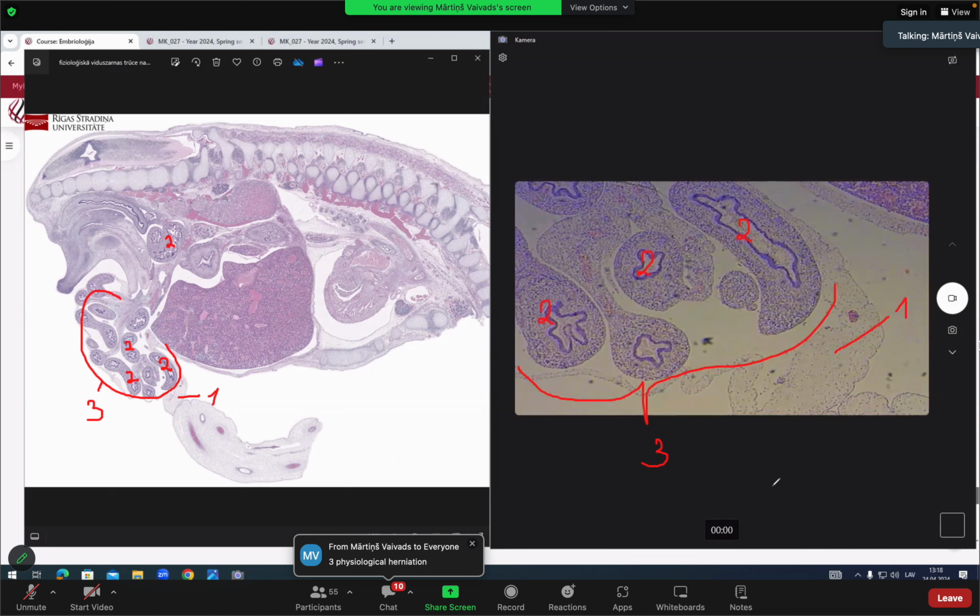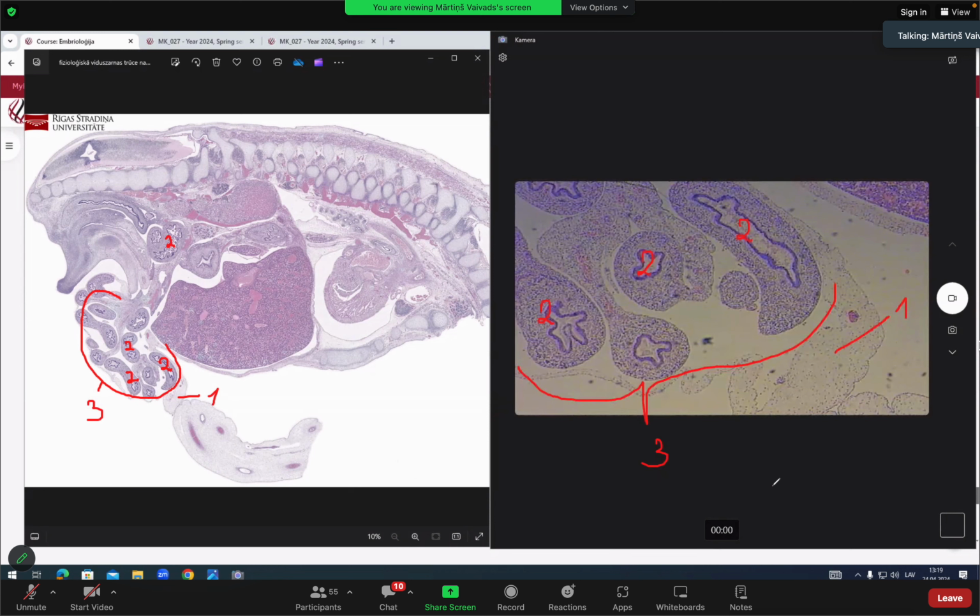Physiological herniation. Why is it physiological? Because it's reversible. This happens because the liver grows very quickly. There's not enough space for other organs, and they get mechanically pressed into the soft tissue of the umbilical cord. Later, as the embryo grows and the abdominal cavity gets bigger, the intestines are pulled back inside. So the process is reversible. Herniation can also be a pathology. After birth, if herniation happens, that's quite a severe pathology because it can damage the intestines, also cause ruptures and quite a lot of other problems. But here, it's a normal process during development.